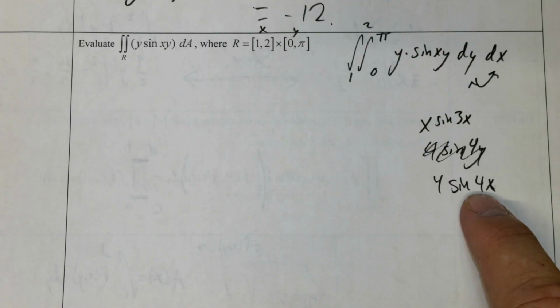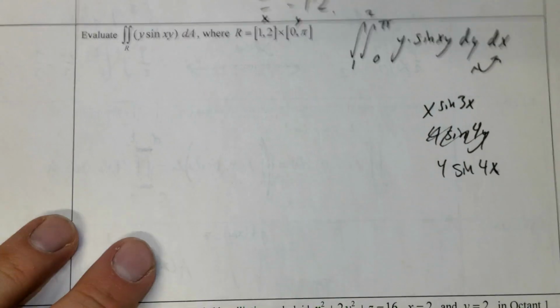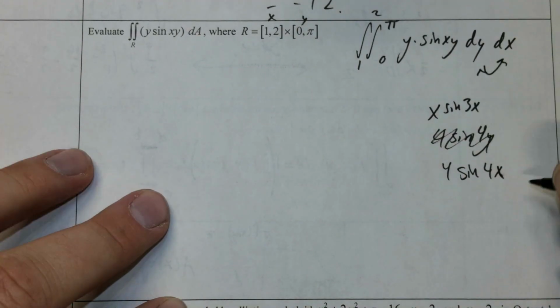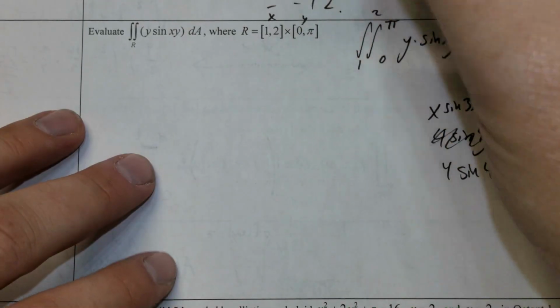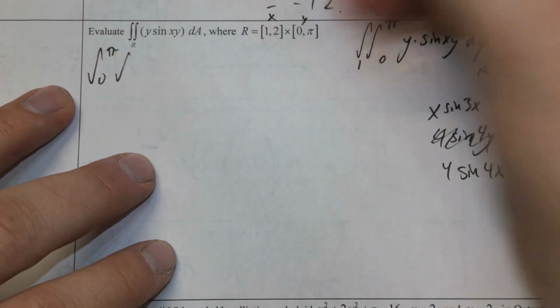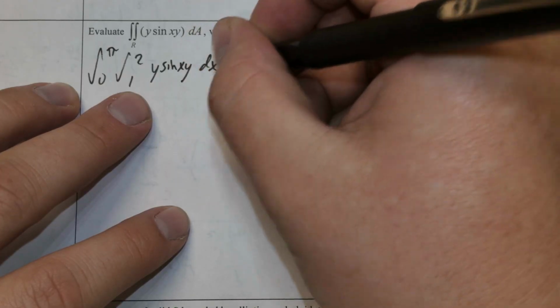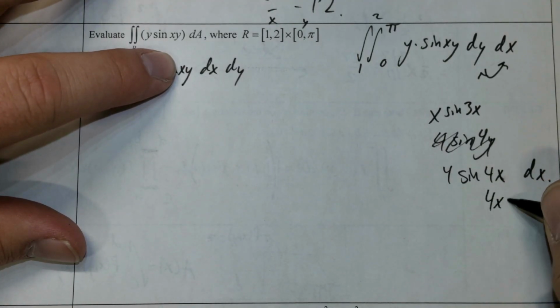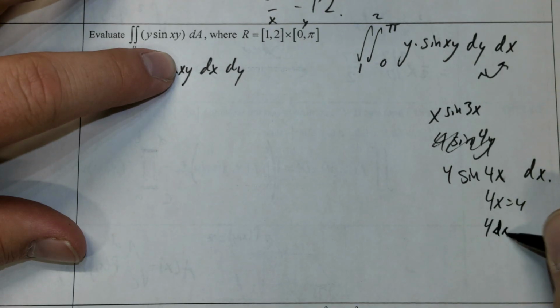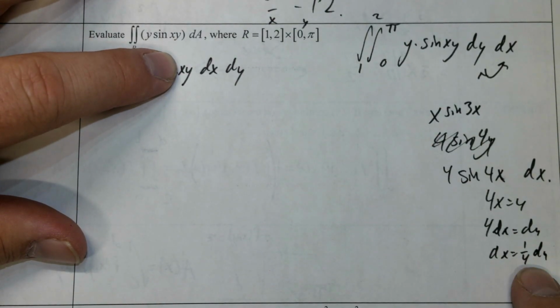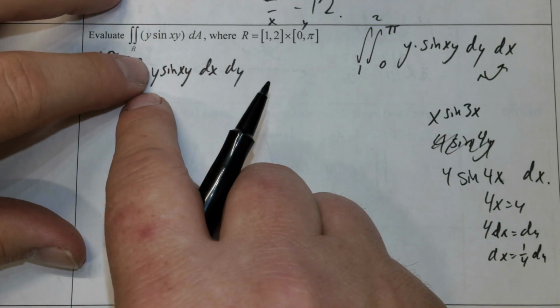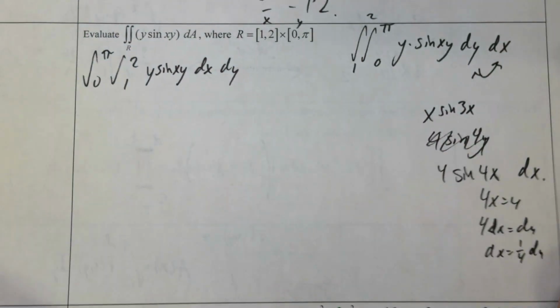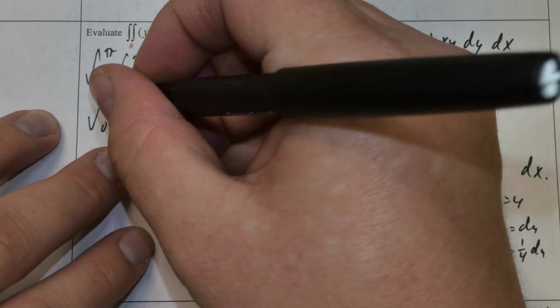My constants are on the outside, I don't have a function times a function. I'm not mixing types. This should work out nicely, so let's do that. Let's start with our dx first and do our dy second. dy goes from 0 to pi. dx goes from 1 to 2. I've got y sine xy dx dy. And actually, the way this works is my u-sub here, yx would be equal to u. y dx is equal to du. dx is 1 over y du. So what would come out of here would be 1 over y. My anti-chain rule would make this a 1 over y times y.